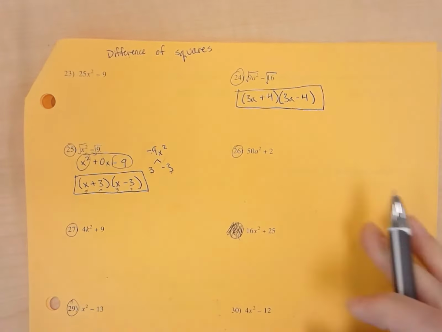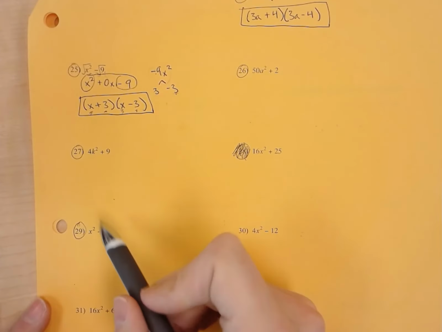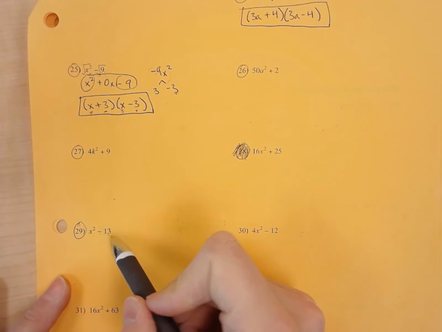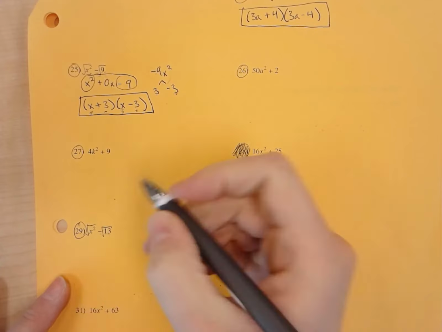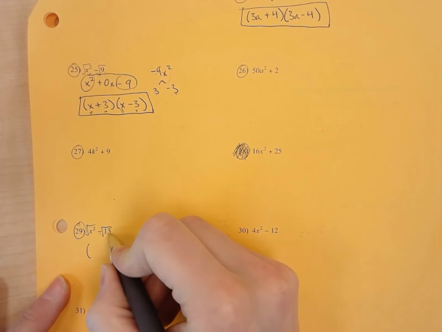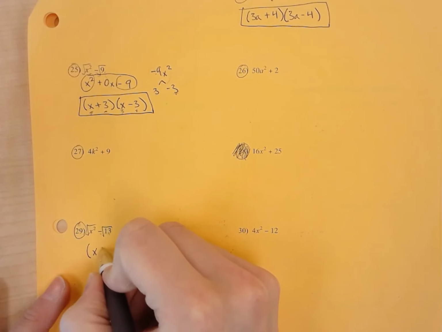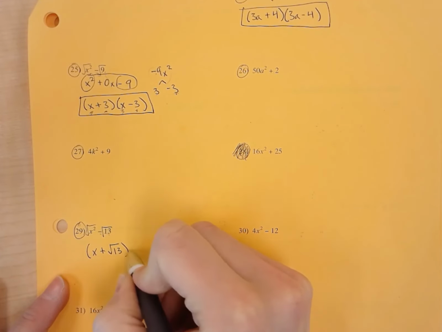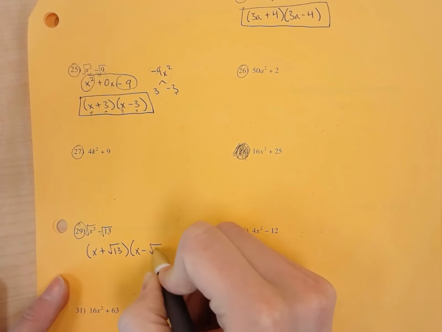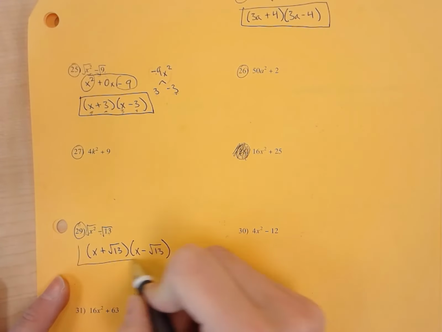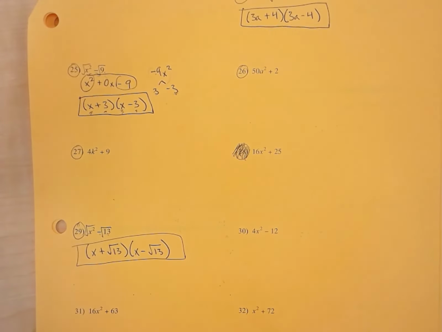Let's go down to 29. If I look at 29, it's still a minus, and so I'm still taking a square root. And it does not matter that 13 doesn't have a nice square root, but that's okay because it's just going to be x plus square root 13, x minus square root 13. So that's all it is.